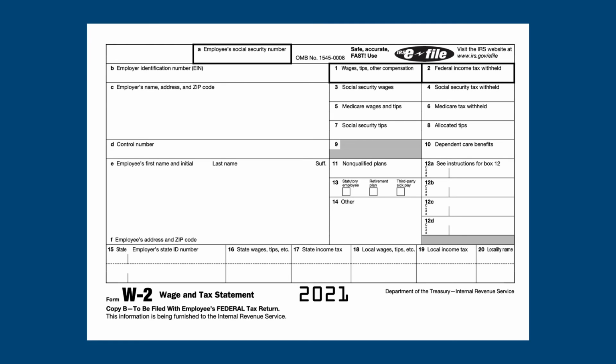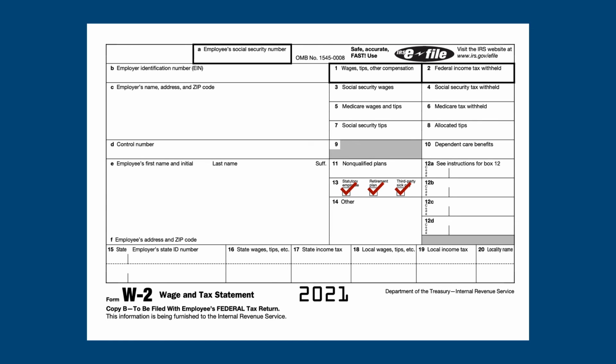Box 13 consists of 3 checkboxes. The first indicates a statutory employee. It would take an entire video to explain what a statutory employee is, so I won't. The second checkbox is checked when you are eligible to participate in a retirement plan, whether you actually do or not. This can determine whether you can deduct a traditional IRA contribution or not.